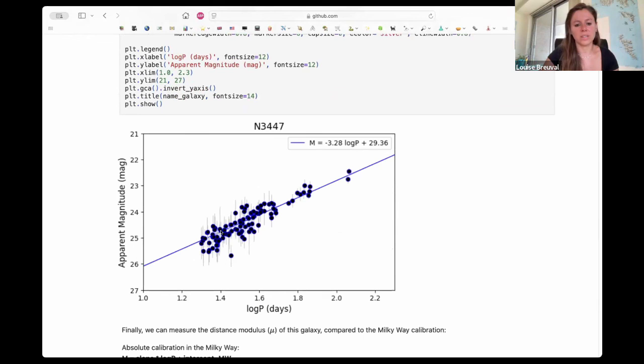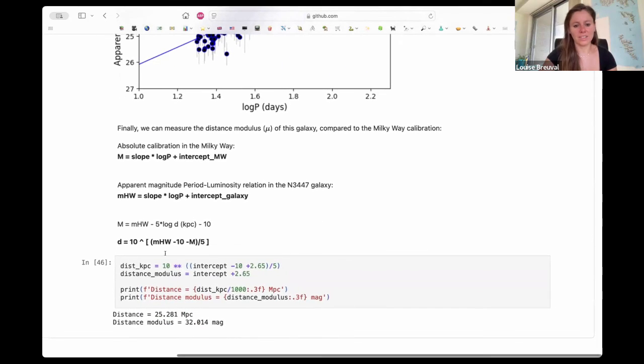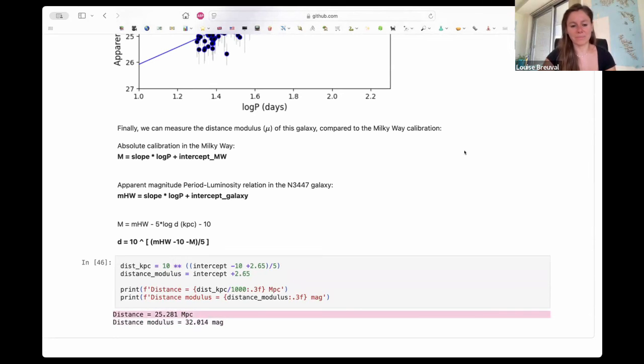Here's the PL relation you get in this one. But again, feel free to test it in other galaxies. It's more scattered. It's not as nice as in the Milky Way, obviously, because it's more distant. And using the same slope, you get this intercept. And then you just apply the equation to get the distance. In our field, we use distance modulus in mag. But if you prefer, you can also get the distance in megaparsec.